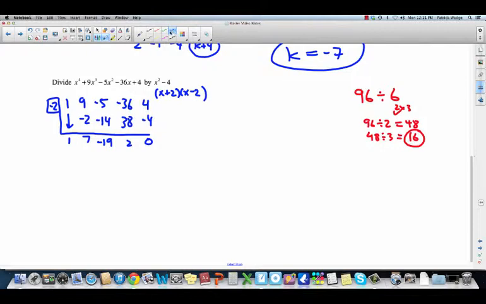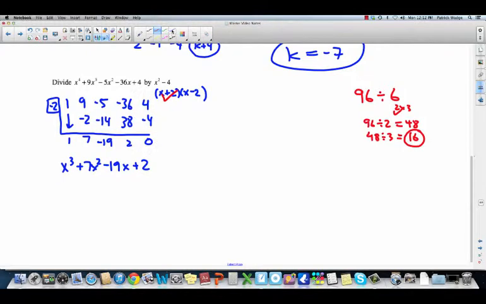So what's the polynomial when you divide all of this by x plus 2? What are you left with? Well, this is constant, x squared, x cubed. You're left with x cubed plus 7x squared minus 19x plus 2. That's what you're left with. But we've only so far divided by x plus 2. So now we're going to do the second step. We're going to divide this by x minus 2.